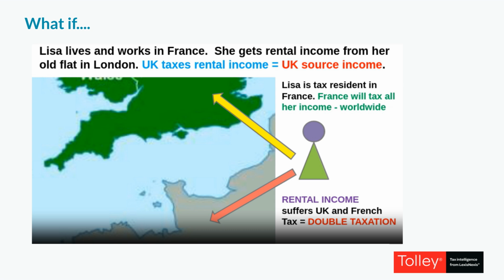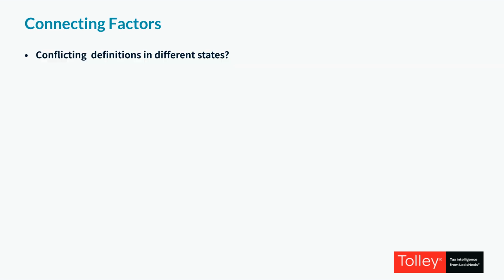What this means is that Lisa will suffer UK tax on the rental income on her London flat, and she will also suffer French tax on that income on the basis she is resident in France, and thus France will tax her on all her worldwide income. This provides an illustration of some of the issues that can arise when the connecting factors interact with each other.